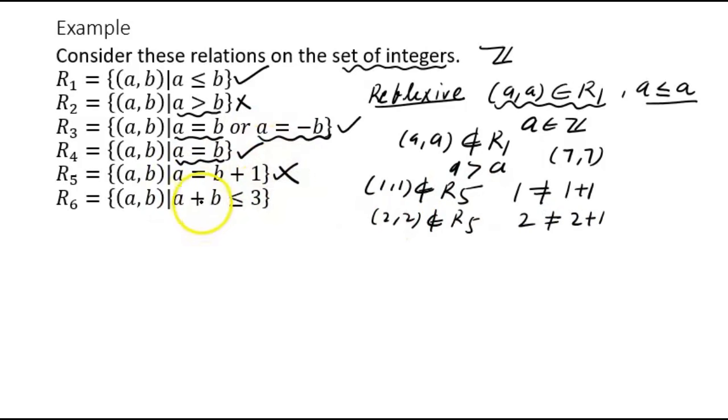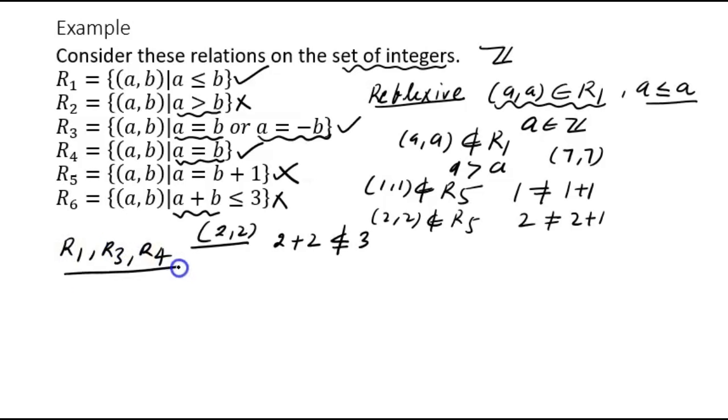And what about R6? R6 is saying that it will have only those elements for which A plus B is less than or equal to 3. So certainly it will not have elements like 2 comma 2, because 2 plus 2 is 4, which is not less than or equal to 3. So this is also not reflexive. So the reflexive relations in this case were R1, R3, and R4, right?